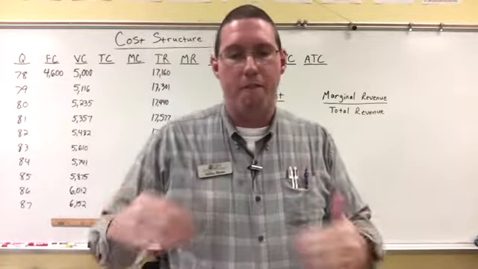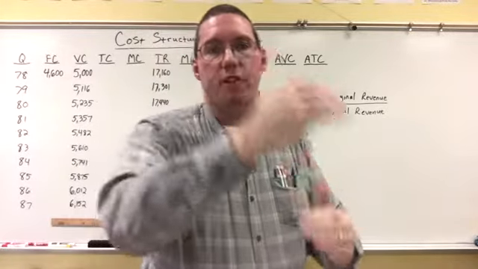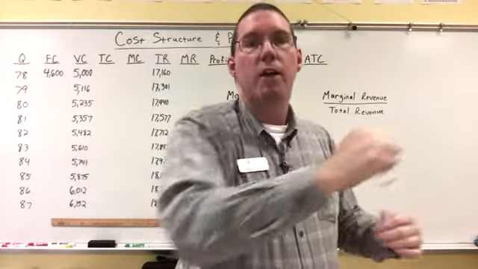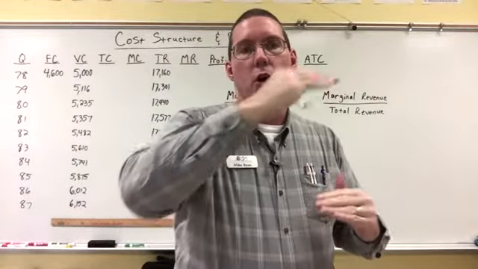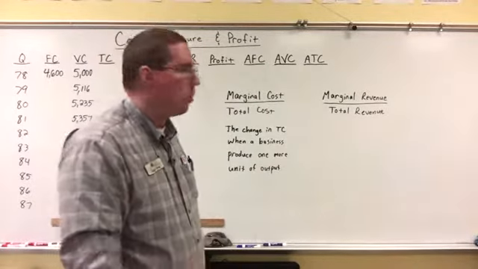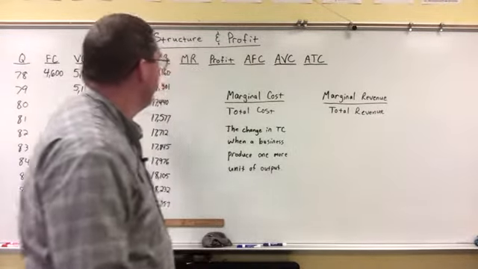Total cost will go up by 50, then it'll go up by 52, then it'll go up by 53, then it'll go up by 55. The jumps in total cost will get larger and larger and larger. That would be an increase in marginal cost. And we'll see that over here when we fill out this table.